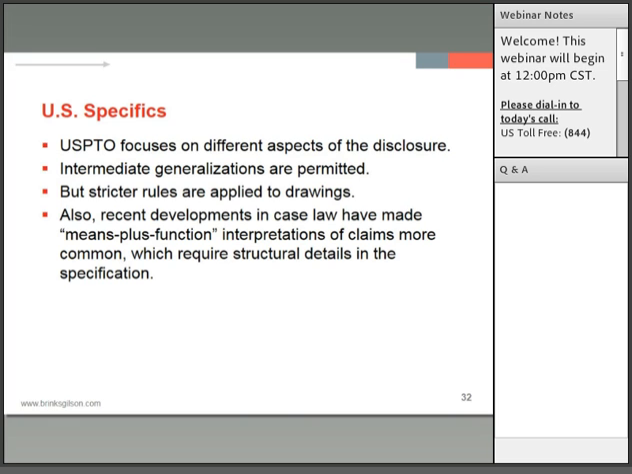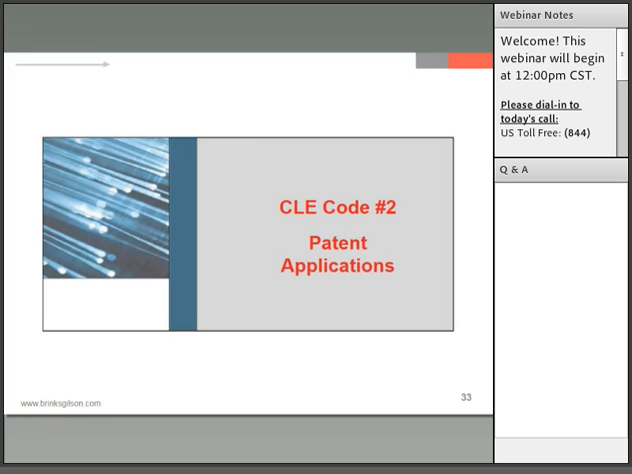So also, there have been recent decisions in the U.S. on how to interpret claim language that includes function. It's not only means plus function, but also elements or device and so on. So first we focus on, now we first have our second CLE code, which is patent applications. Please write that down, patent applications.